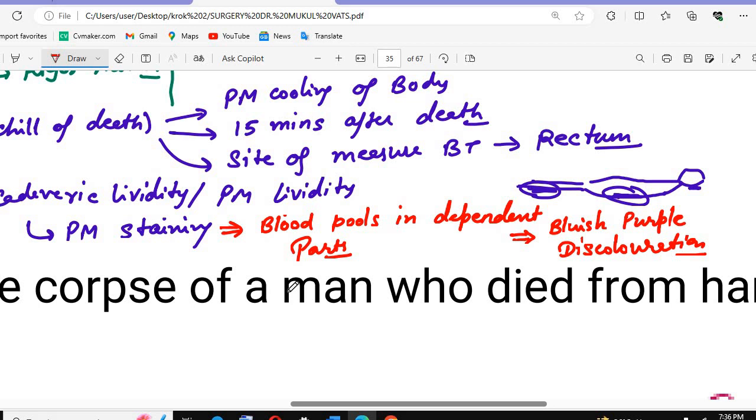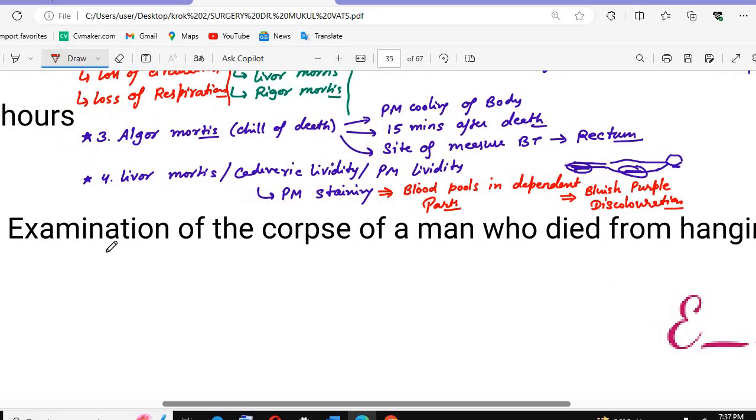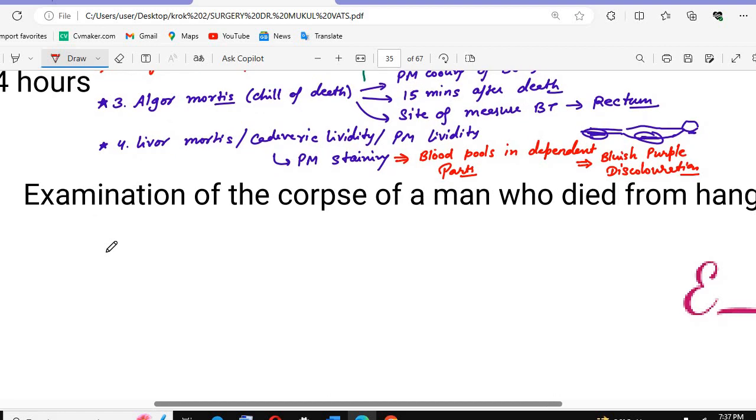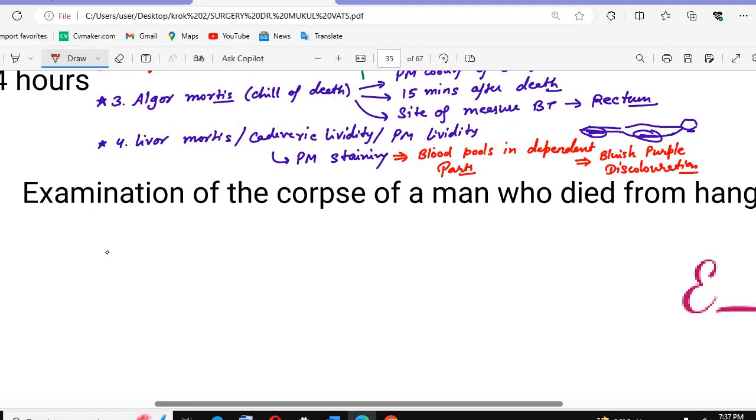Okay, is that clear? If it is the prone position, then the front of the face, the front of the chest, and the front of the abdomen will be the dependent area. Whatever the position, the dependent part is the area touching the ground. Blood pools in that area and looks like a bluish purple discoloration, and we call this condition livor mortis.